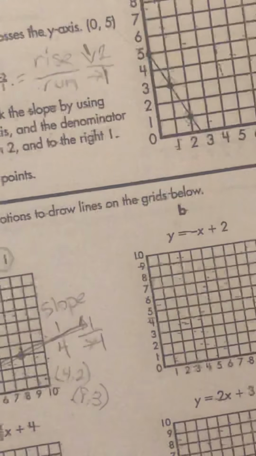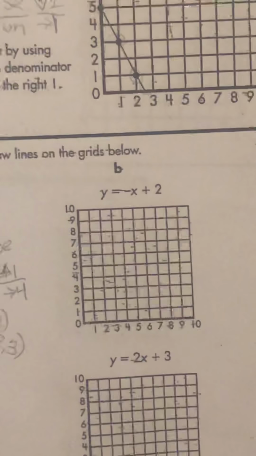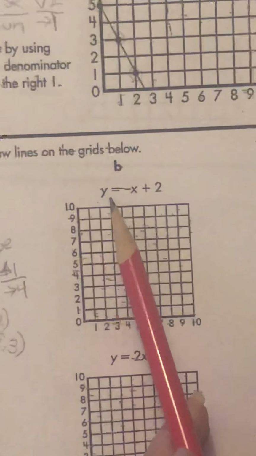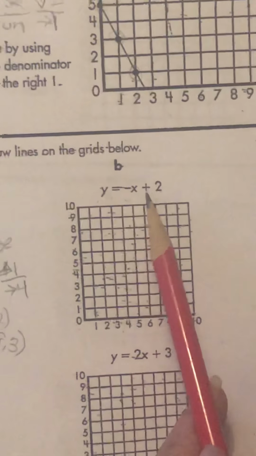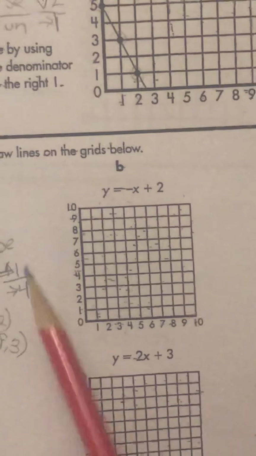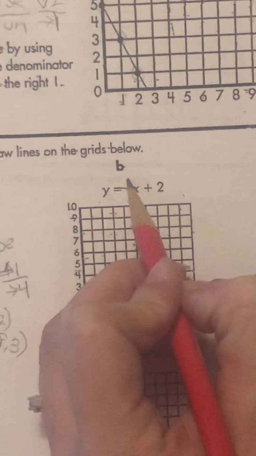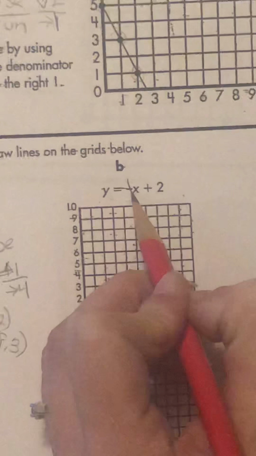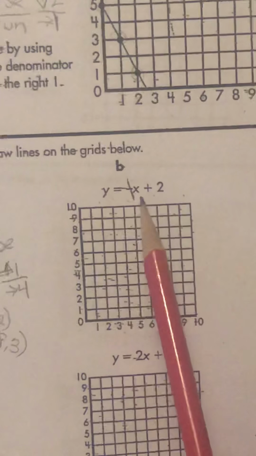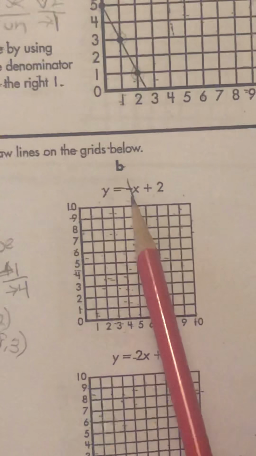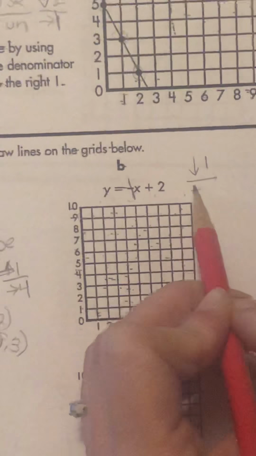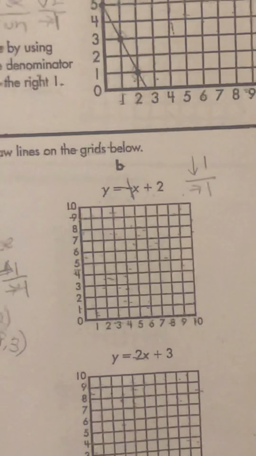Here's a trick of the trade, or a helpful hint. Y equals negative x plus 2. Remember I told you there's always that ghost of math, the ghost of algebra. There is an invisible 1 right here. So when you find your y-intercept, remember, because there's that invisible 1 right here, then you are going down 1 over 1 for that slope.